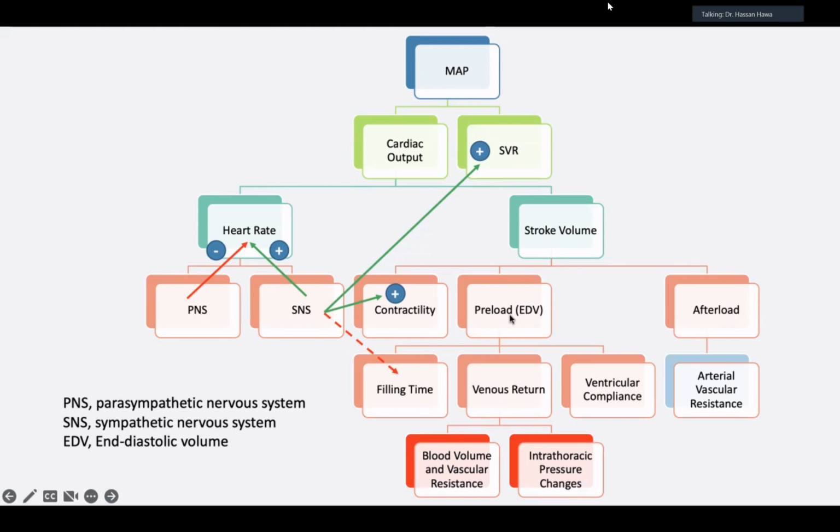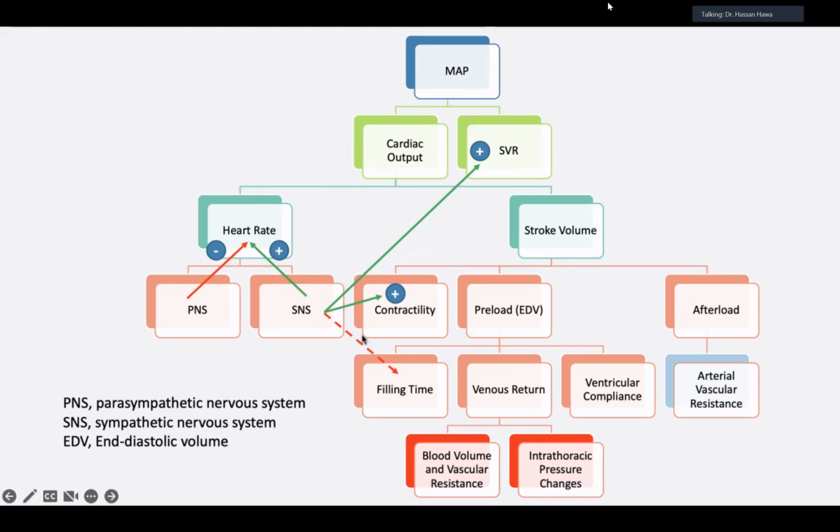The preload relies on filling time, and this is really important in patients with diastolic heart failure. One of the main principles of dealing with patients with diastolic heart failure is to slow the heart down to allow more time for the ventricles to be filled. So that can affect the preload.